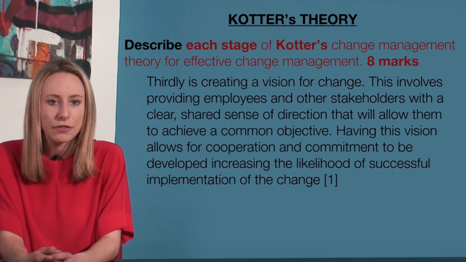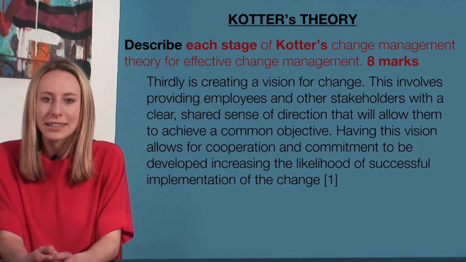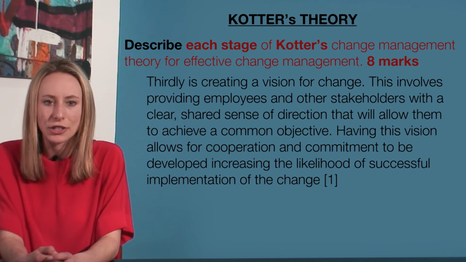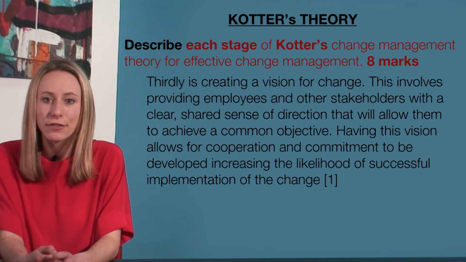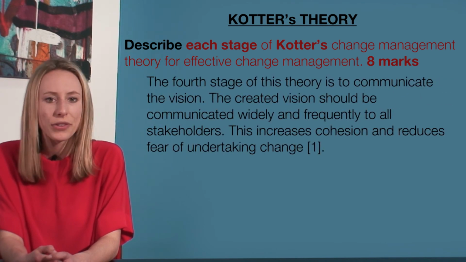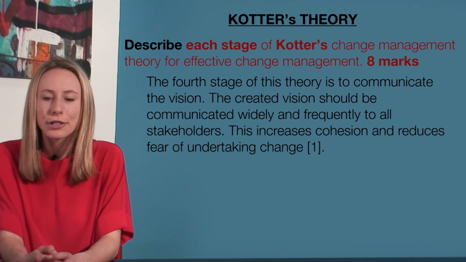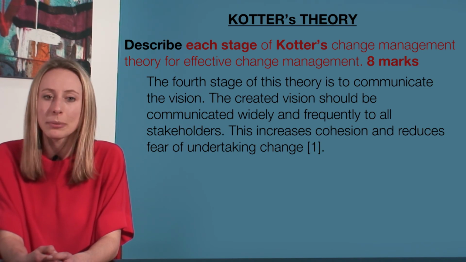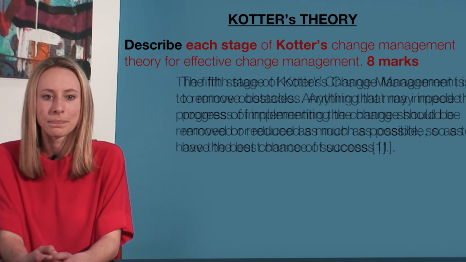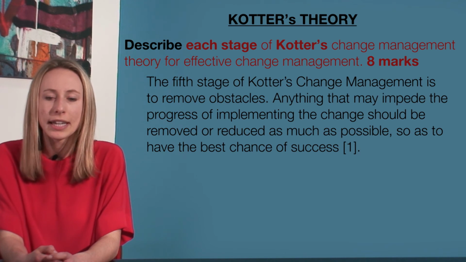Thirdly, is creating a vision for change. This involves providing employees and other stakeholders with a clear, shared sense of direction that will allow them to achieve a common objective. Having this vision allows for cooperation and commitment to be developed, increasing the likelihood of successful implementation of the change. The 4th stage of this theory is to communicate the vision. The created vision should be communicated widely and frequently to all stakeholders. This increases cohesion and reduces fear of undertaking change. The 5th stage of Kotter's change management is to remove obstacles. Anything that may impede the progress of implementing the change should be removed or reduced as much as possible, so as to have the best chance of success.